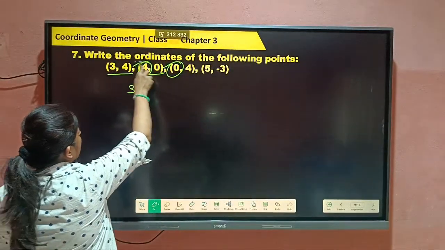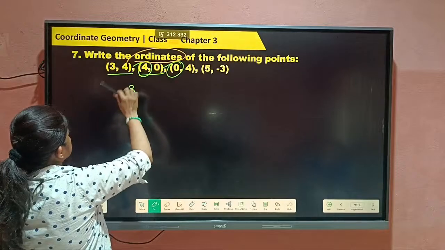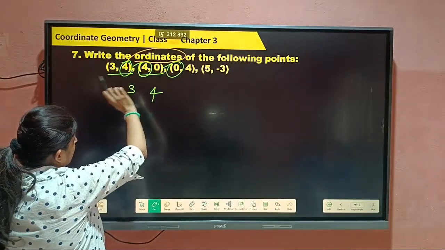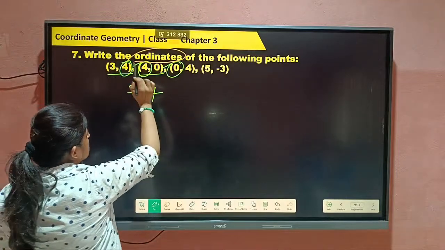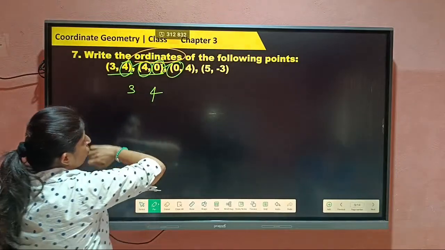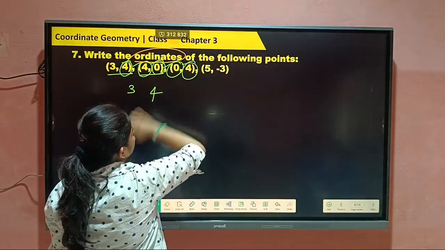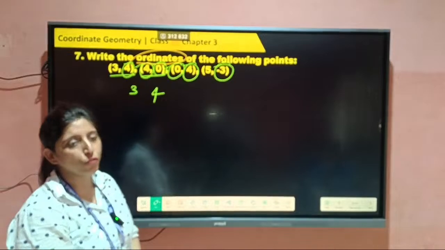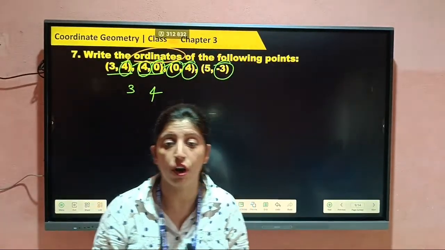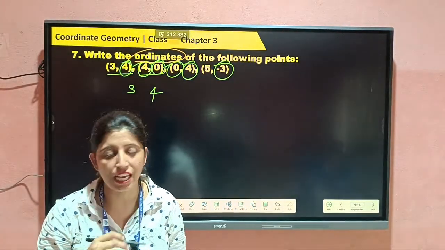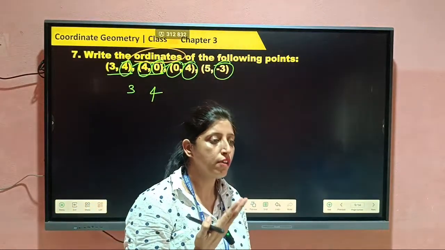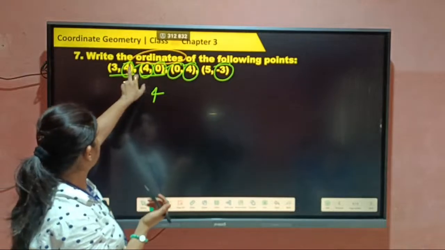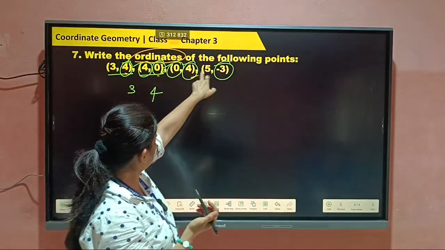Sorry. I am telling ordinate, not abscissa. Ordinate is of y-axis. So first ordinate is 4, second ordinate is 0, third ordinate is 4, fourth ordinate is -3. We have to tell the ordinate for this, not of abscissa, right? Abscissa is of x-axis, ordinate is of y-axis. So we will tell the ordinate. Ordinate will be 4, 0, 4 and -3.